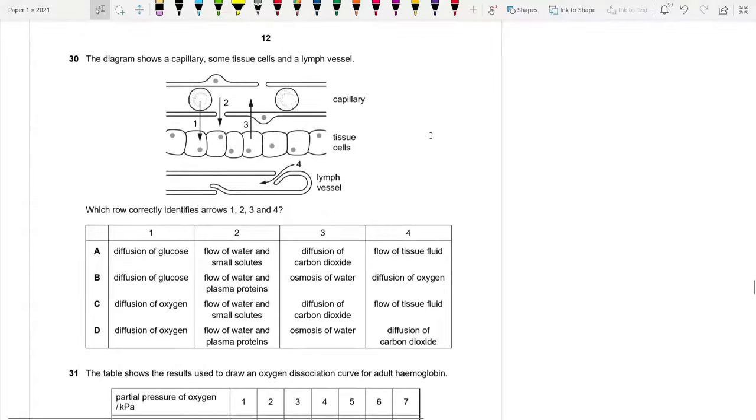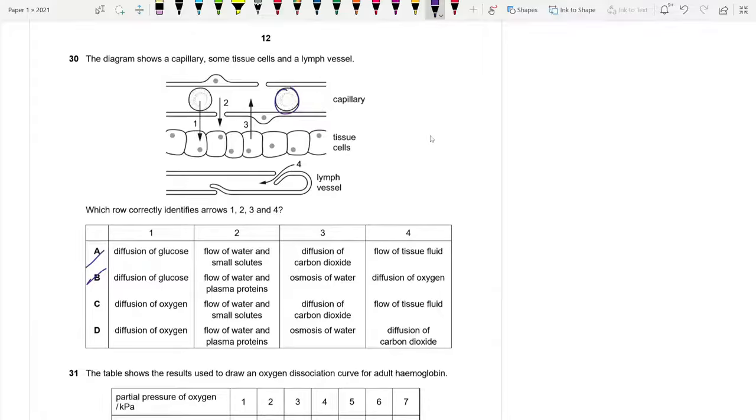30. The diagram shows a capillary, some tissue cells, and a lymph vessel. Which row correctly identifies 1, 2, 3, 4? 1. Do you see this biconcave disc? This is basically your RBC. Okay. So what is 1? From RBC, obviously oxygen should diffuse out, right?